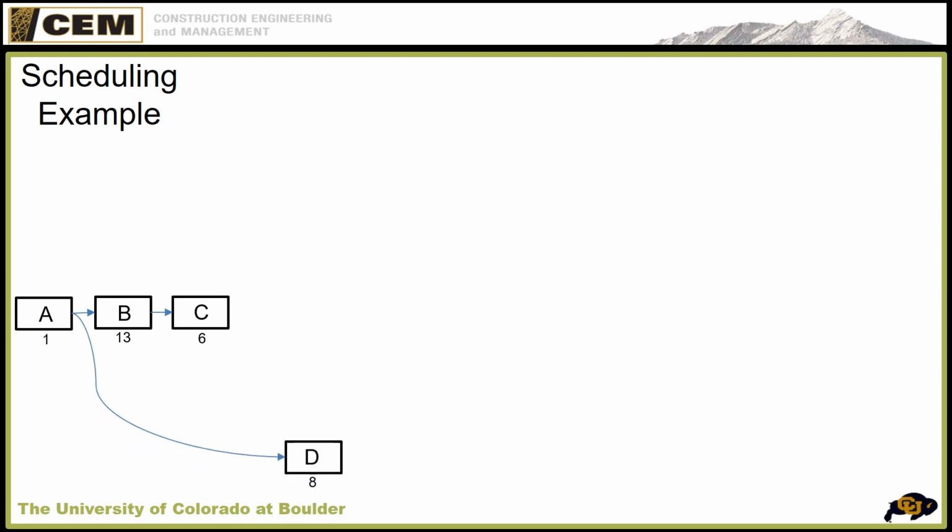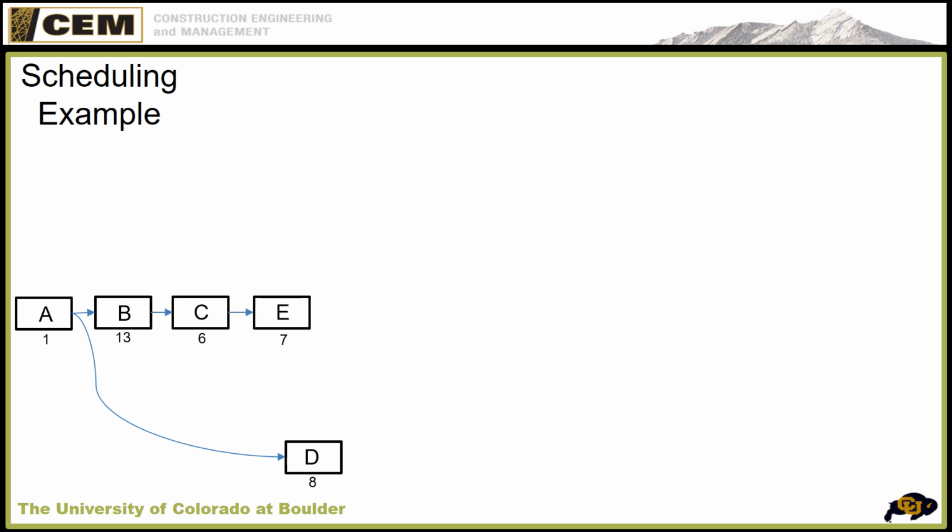So D cannot happen until A is complete. Landscaping can't happen until we mobilize. So this falls off the typical path, and we're down below with 8 days duration. By the way, normally this is in days when you see duration. Your group project, for example, you may consider using hours, but in a normal construction project, days is the duration.